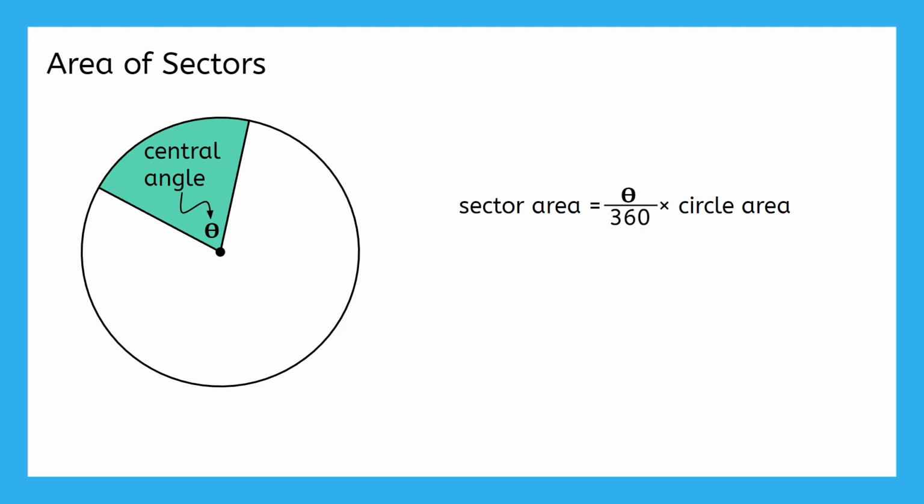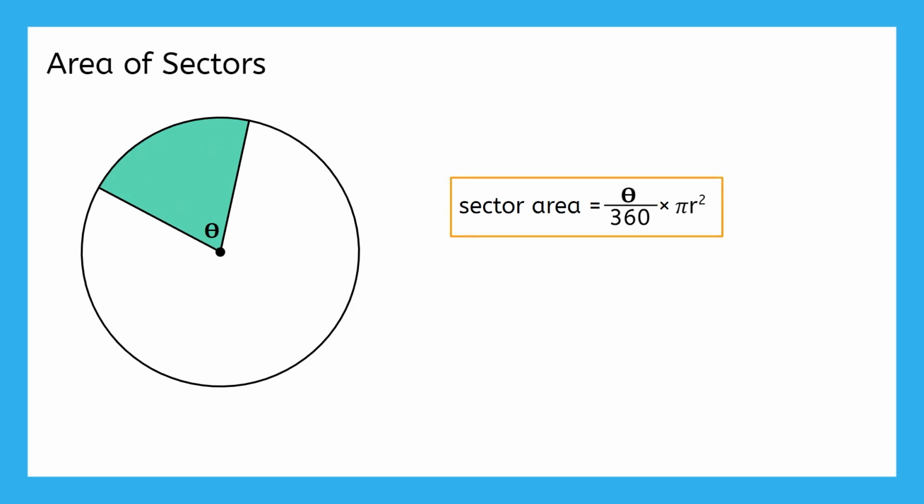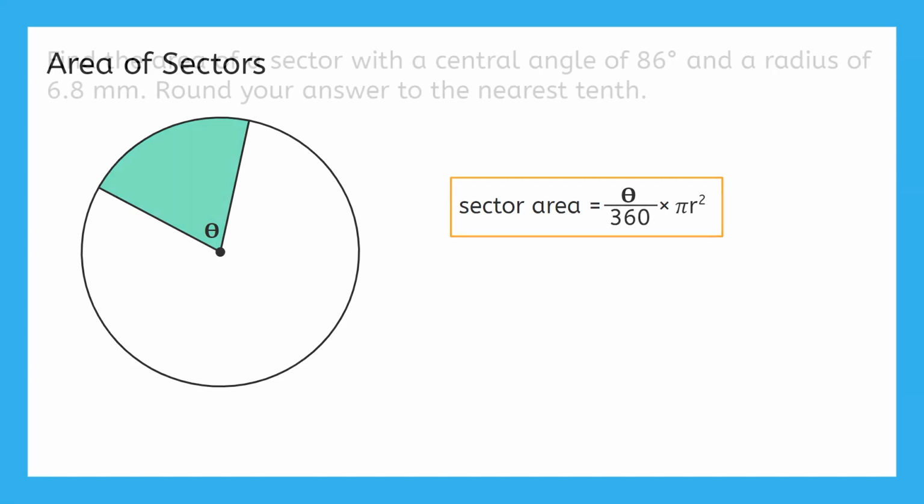When it comes to our formula for sector area, we can say that the area of a sector is theta over 360 times the area of the whole circle, which we now know is pi r squared. So here is our full formula for the area of a sector. Let's see how this looks when we put it into action.